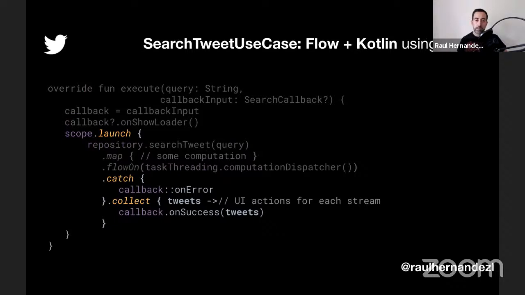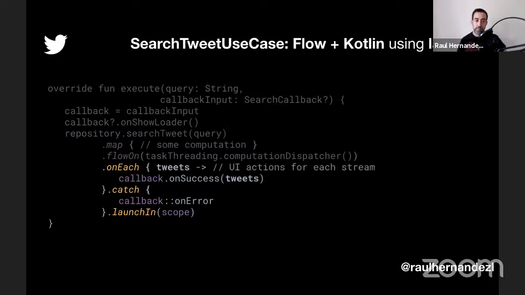Then we'll catch any problems and pass it to the callback. Same with the collect, that's going to collect the things that are right, when we have any results, for every particular action in the stream. And we'll pass this by means of the callback in this case.